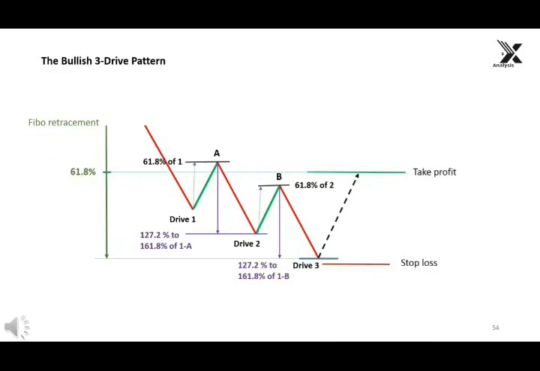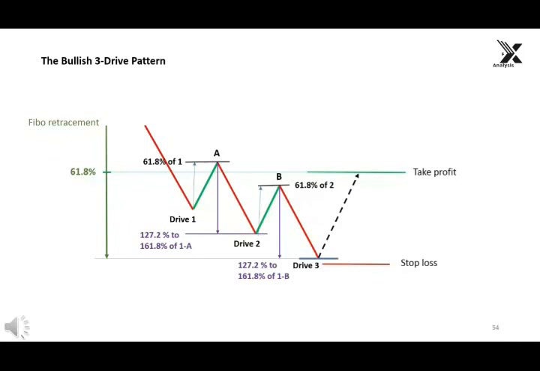You look to enter the market on the third drive, as this offers the most precise entry point, with the greatest profit potential. This will either be a 127%, or 161.8% Fibonacci extension. For a bearish 3-drives pattern, a short sell trade, simply invert the pattern and your orders.